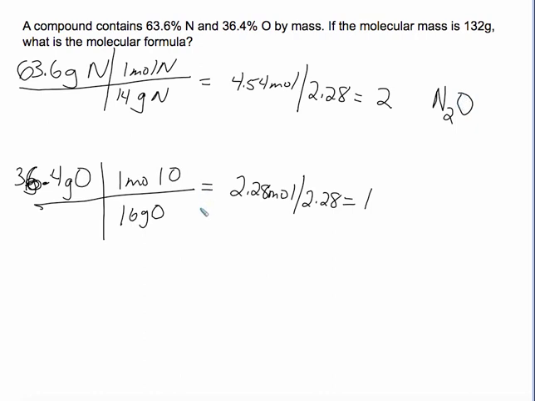Now, what you need to do next is find the molar mass or the molecular mass of the empirical formula. And so we've got 2 N, 2 nitrogens times 14, that equals 28, and 1 oxygen times 16. And if you add that up, that ends up being 44. All right, so the mass of that is 44. Now what they're telling you is that the molecular mass is 132.